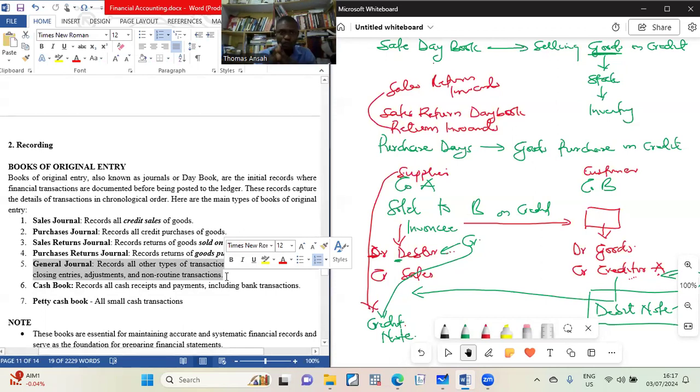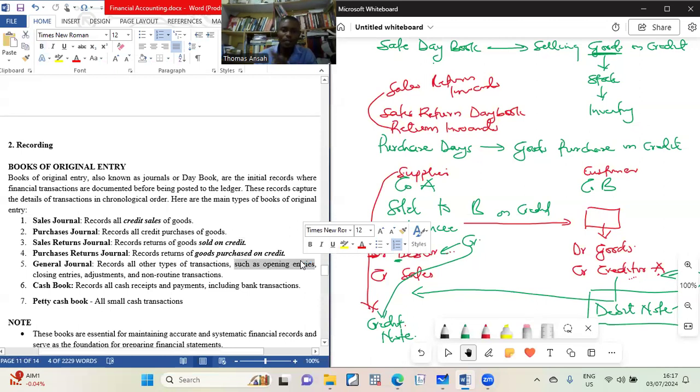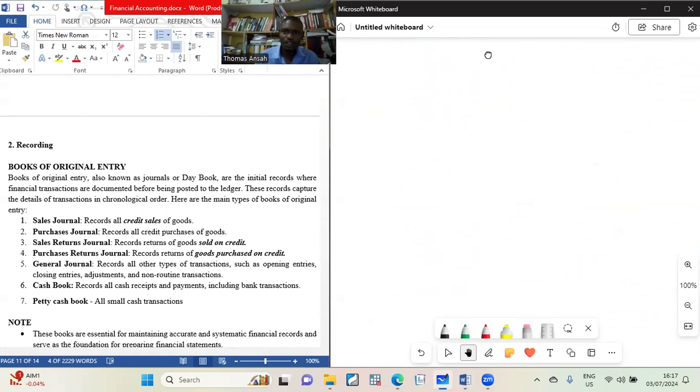But it's not on goods. What about we sold, but we didn't sell goods? Still on credit. Then it will go to what we call the general journal. The general journal has so many uses. Like you see, we use it to record the opening balances, all right? So uses of the general journal, you need to learn that because these are theoretical questions, all right?